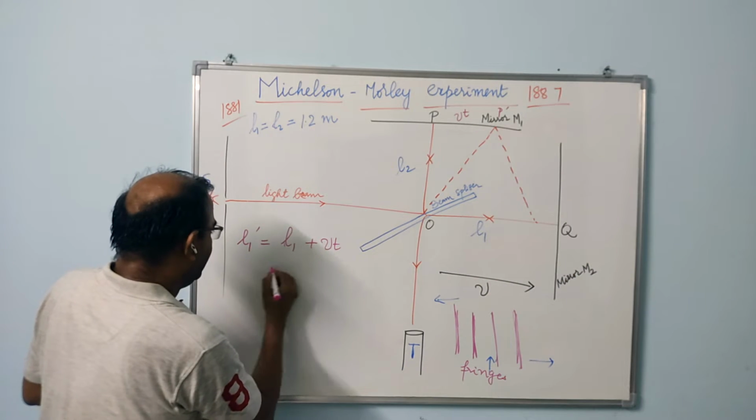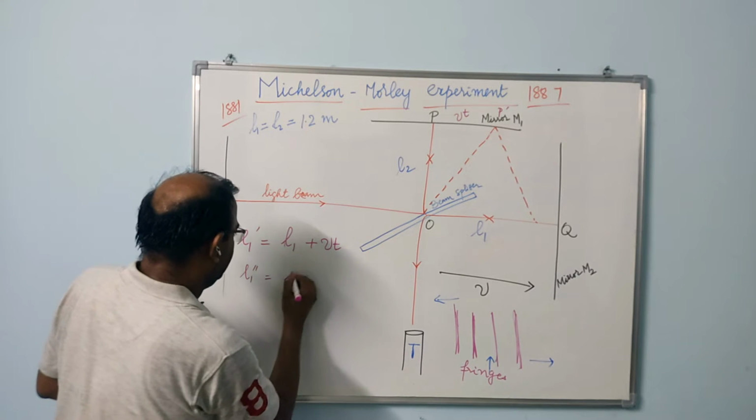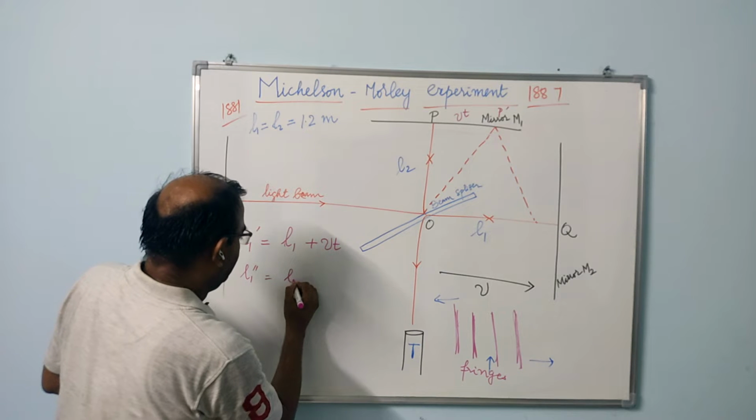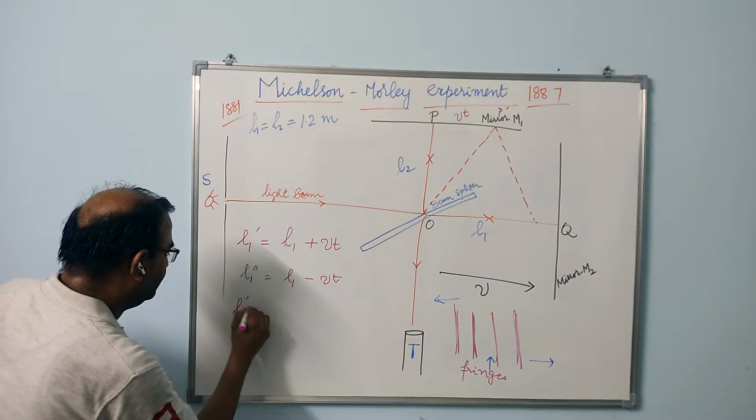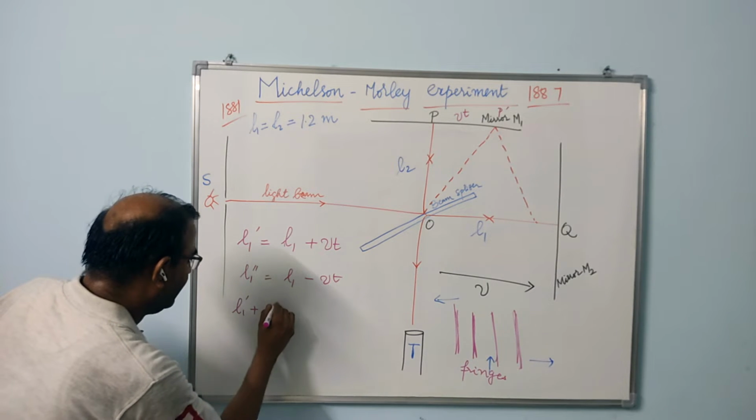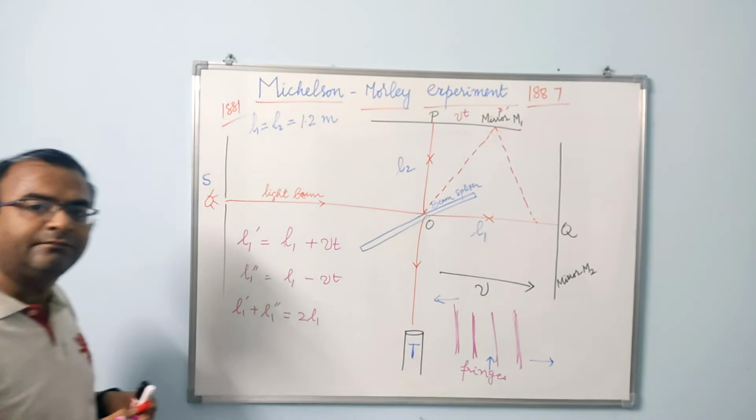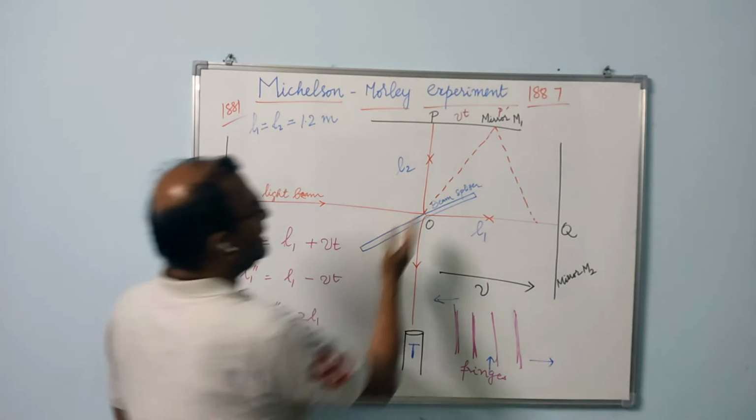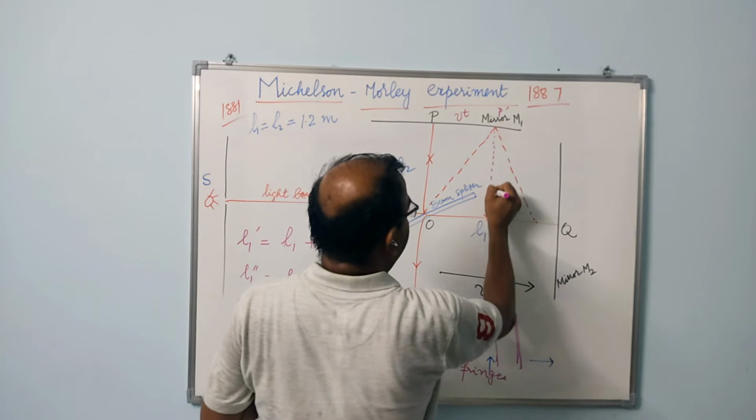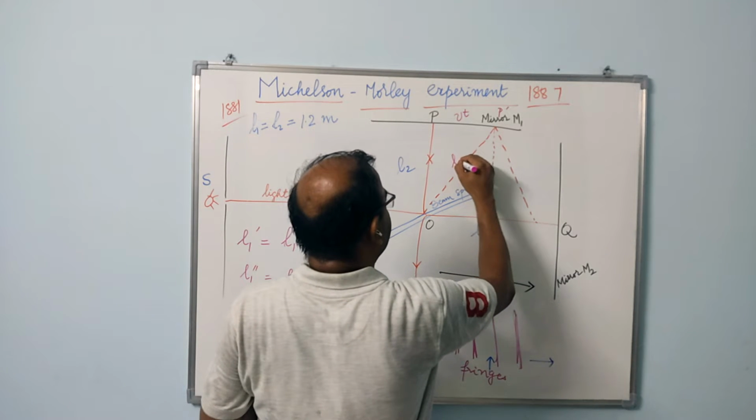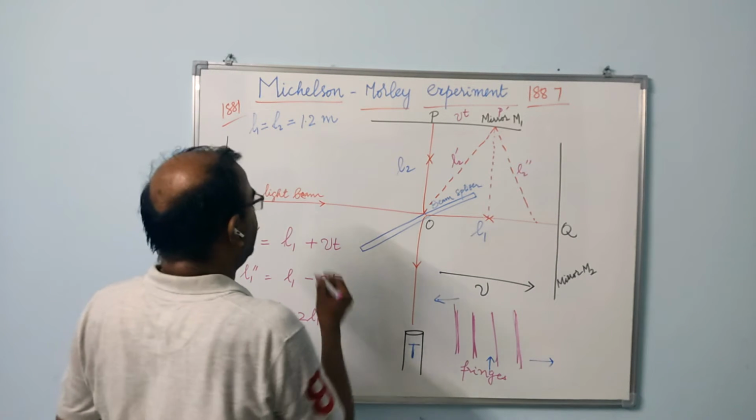So effectively, the combined total path length is 2L1 for the parallel beam. But for the perpendicular beam, this length is, let us call that L2 prime. This is L2 double prime.